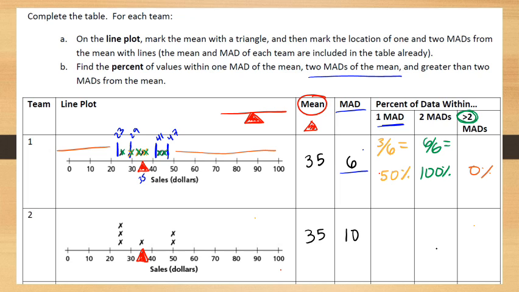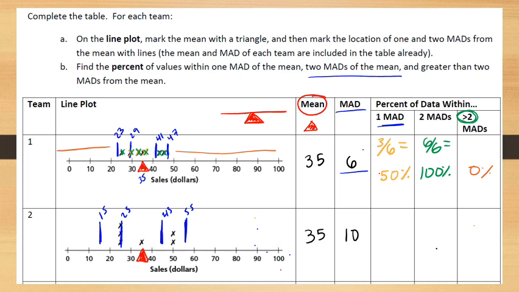So now our MAD is 10. So make sure that we are going from 35 up to 45 for our first line, and then from 35 down to 25, which is actually going to go through all those values right there. So this is 45, this is 25, and if I go an additional MAD, I'm going to go from 45 to 55, and from 25 down to 15.